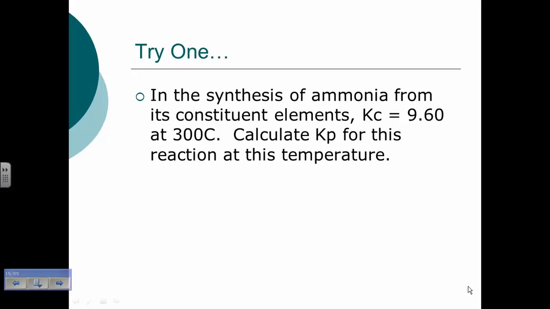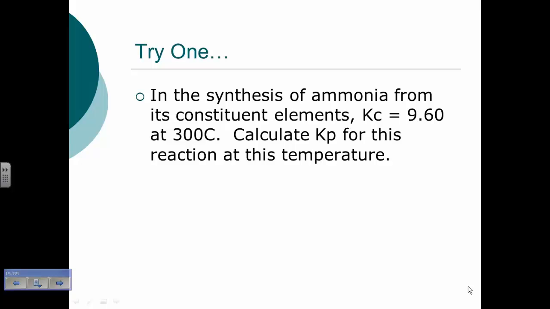It says, in the synthesis of ammonia from its constituent elements, Kc is given as a value of 9.6. Notice no units, just a number, 9.6. And it was recorded at 300 degrees Celsius. If we know the Kc, I'm being asked to calculate the Kp for this reaction at this particular temperature.